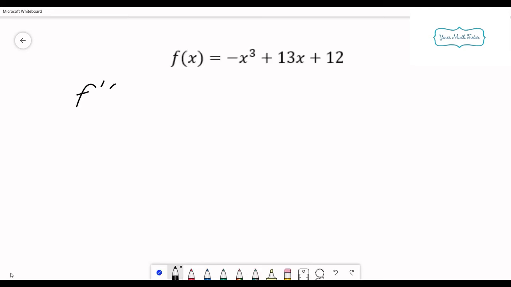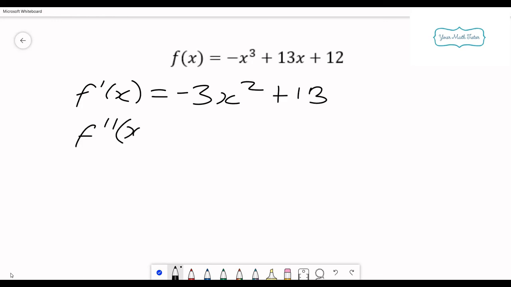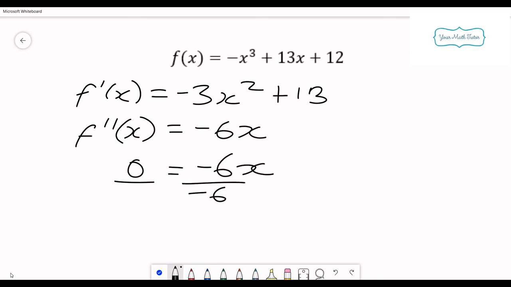So the first derivative of f of x is equal to negative 3x squared plus 13. And then the second derivative of f of x is equal to negative 6x. And then we have to equate this derivative to 0. So we have 0 is equal to negative 6x, and then divide on both sides by negative 6 to get x. That gives us 0 is equal to x.